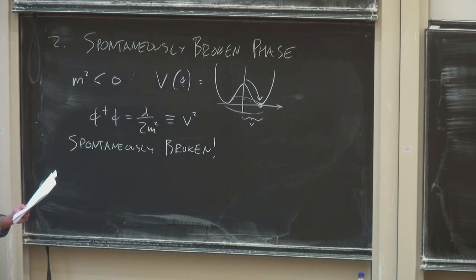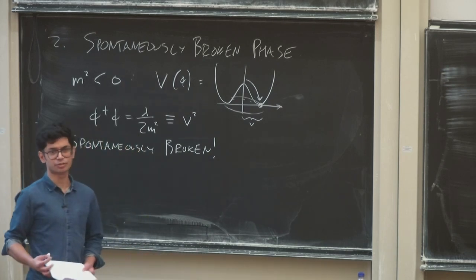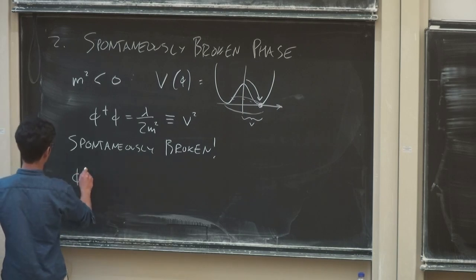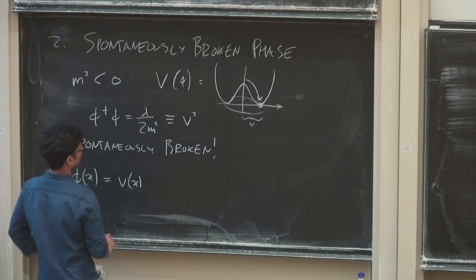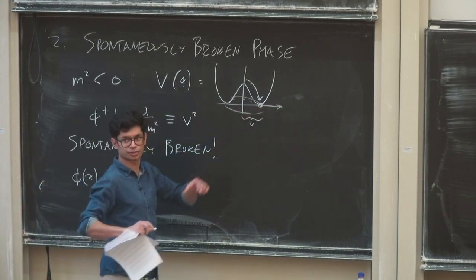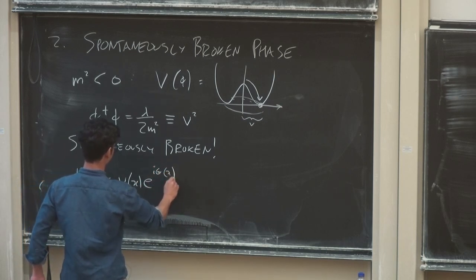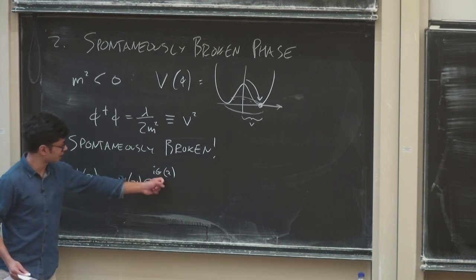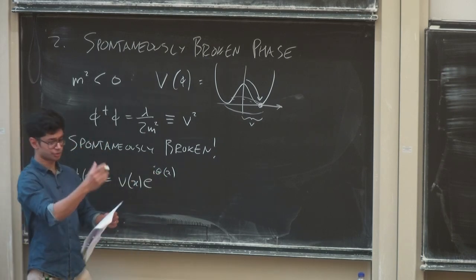Now, I want to say a few more things here. Let me first parameterize the interesting degree of freedom, which you can suck out from the rest by writing phi of x equals v of x, where v is a field now, but basically it's this modulus, times e to the i theta of x. Here theta is a phase field which takes me around and around the bottom of this potential.